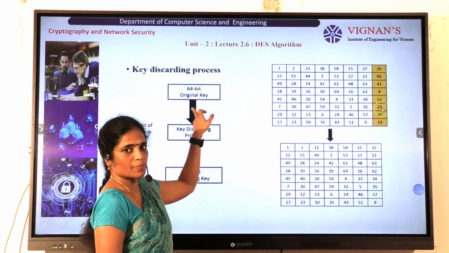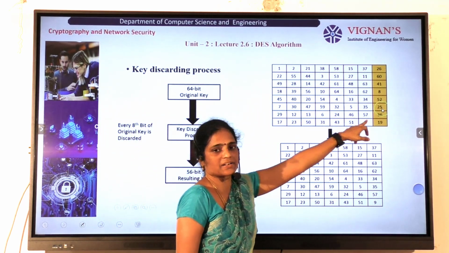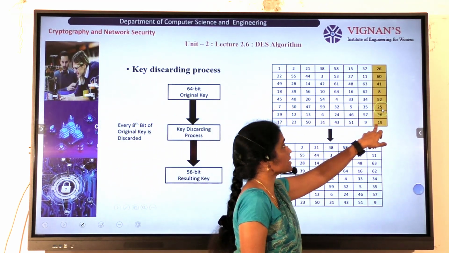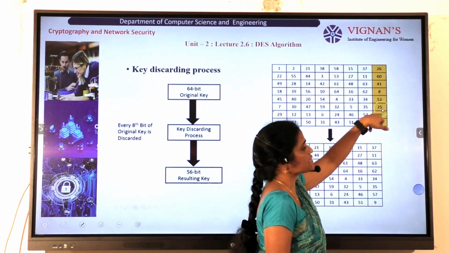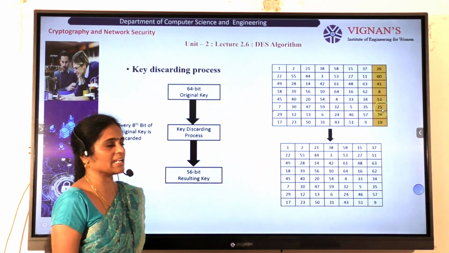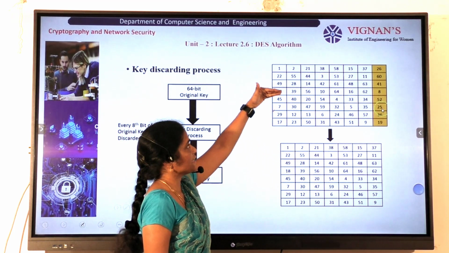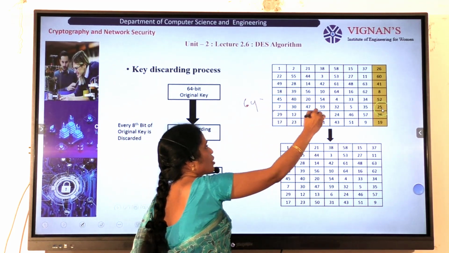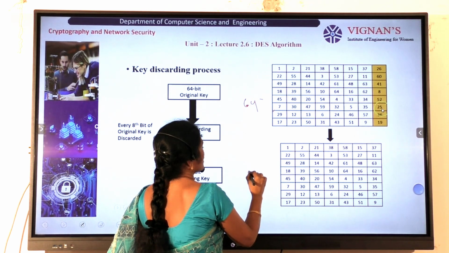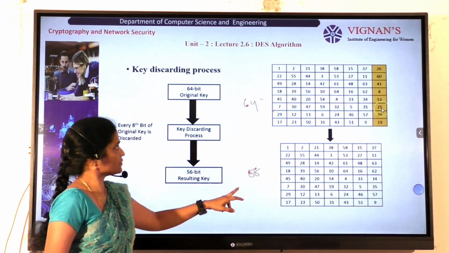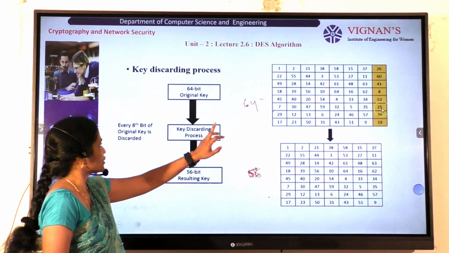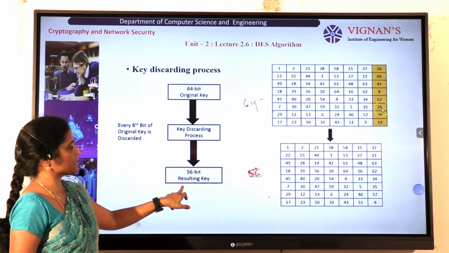See, this 64-bit original key is arranged into an 8 by 8 matrix. In that, the last column is there, right? In this last column, what are the bits? Here 26, 60, 41, 8, 52, 25, 36, 19. These 8 bits are eliminated, so this whole particular column is removed from the 64-bit key. Then we get a 56-bit key. So take this 56 bits as the resulting key.